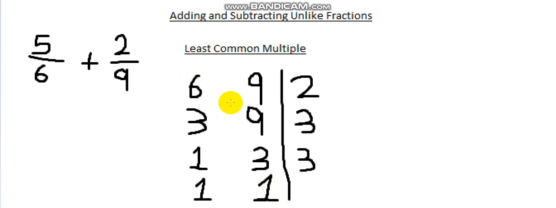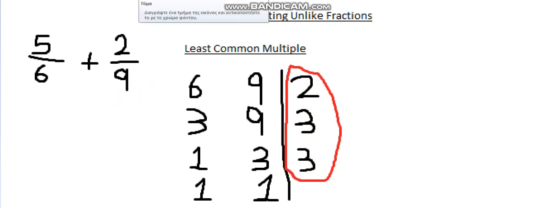When all the numbers here have turned into 1 at the bottom, I'm done. I have found the least common multiple. The least common multiple is what happens when I take these numbers on this side of the line and I multiply them with one another. So 2 times 3 times 3. 2 times 3 is 6. 6 times 3 is 18.